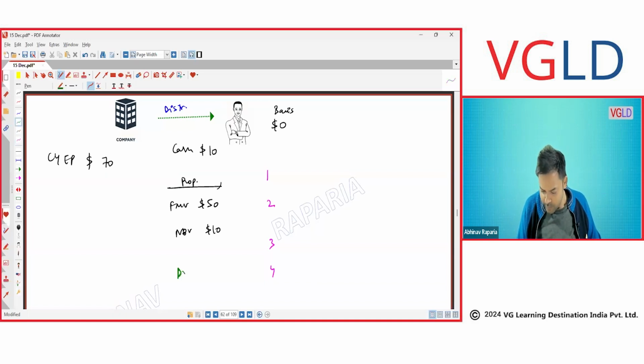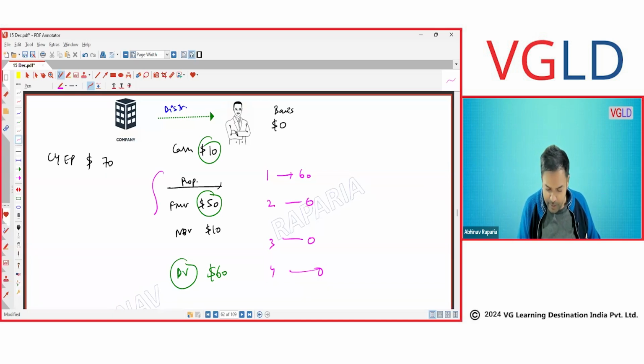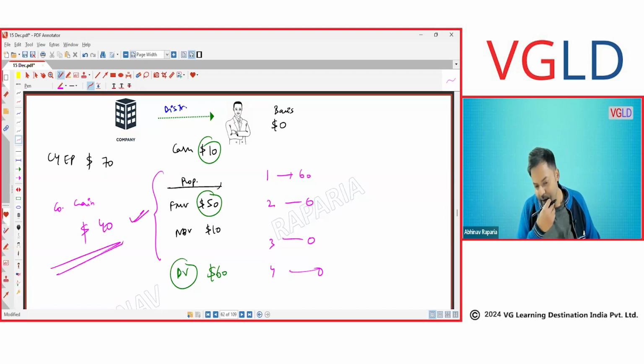What is my distribution value? Distribution value is this plus this, 60. Simple. So this is going to be 60, 0, 0, 0. How much gain will the company recognize? Company will recognize 40. Absolutely. I hope it is okay.